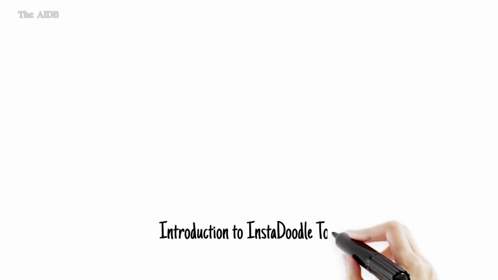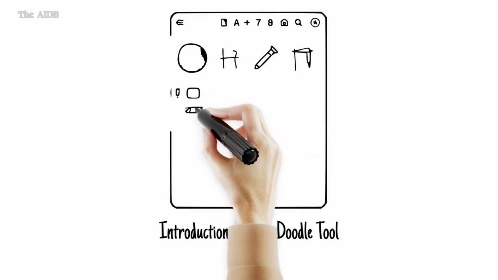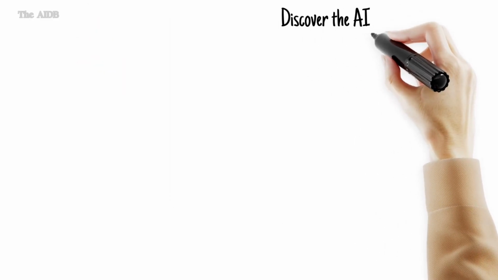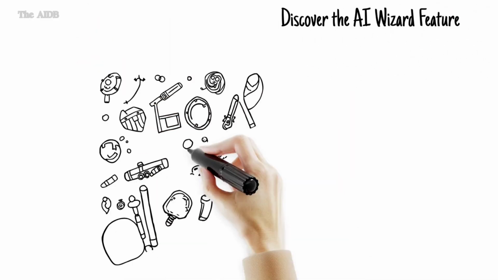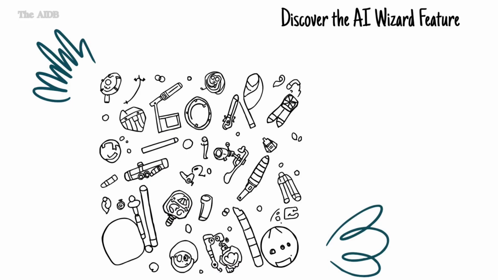InstaDoodle tutorial. How to use the tool. Now you may be wondering how you can use this fantastic tool. Here is a short tutorial of how to use this tool. The most exciting part of this tool is the AI Wizard feature. This feature makes creating any animated doodle content feel like a breeze. I sincerely love this tool. See the tutorial and judge by yourself.